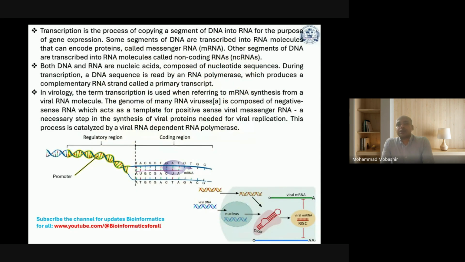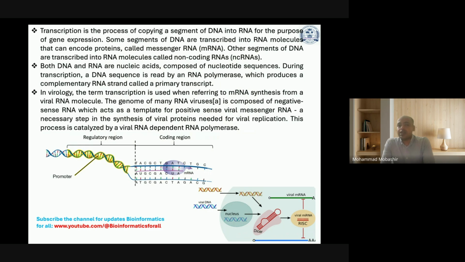Now, transcription is the process of copying a segment of DNA into RNA for the purpose of gene expression. Some segments of DNA are transcribed into RNA molecules that can encode proteins, that is called messenger RNA or mRNA. Other segments of DNA are transcribed into RNA molecules called non-coding RNAs, that is ncRNAs. Both DNA and RNA are nucleic acids composed of nucleotide sequences. During transcription, a DNA sequence is read by an RNA polymerase, which produces a complementary RNA strand called primary transcript.